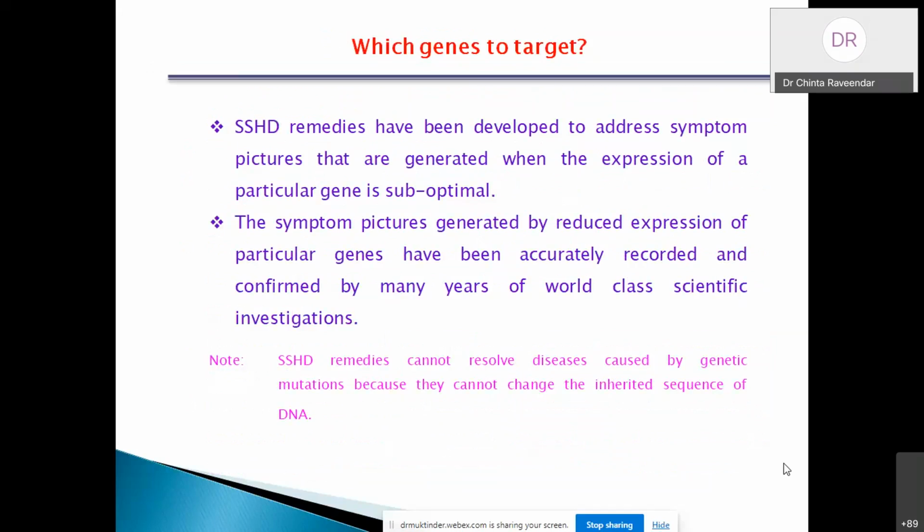So these remedies are developed to address a particular set of genes whose gene expression we want to have suboptimal or more or less regulated. The symptom pictures generated by the reduced expression of a particular gene have been accurately recorded and confirmed by many years of world-class scientific research. See here, out of the Human Genome Project, we are studying proving symptoms in a reverse way. Before the disease, we are understanding the proving. So later on, we are targeting it. See how wonderfully we can make use of this entire Human Genome Project. Next.